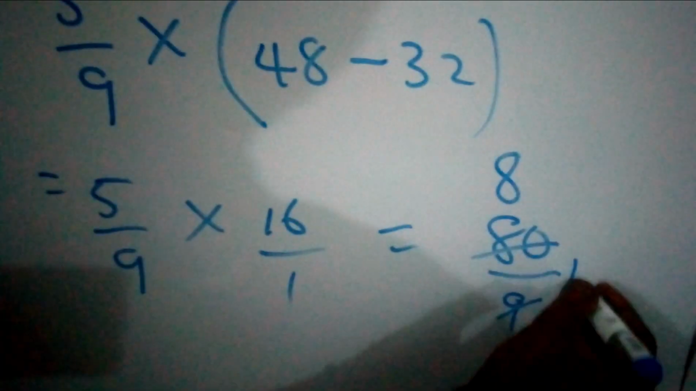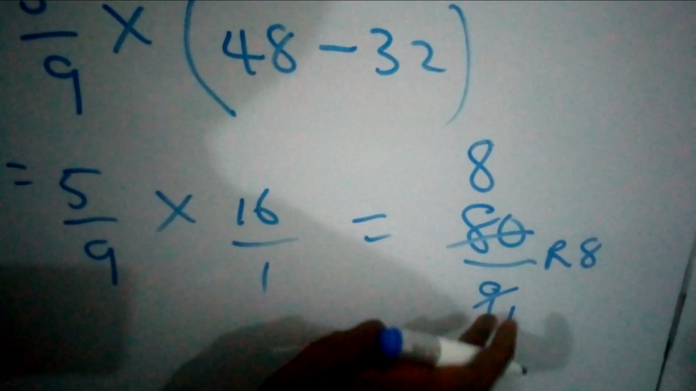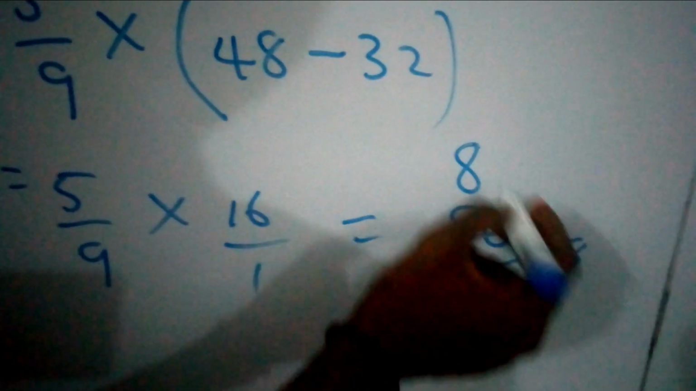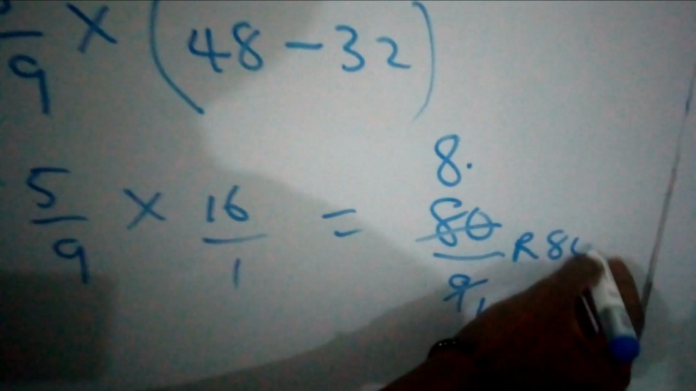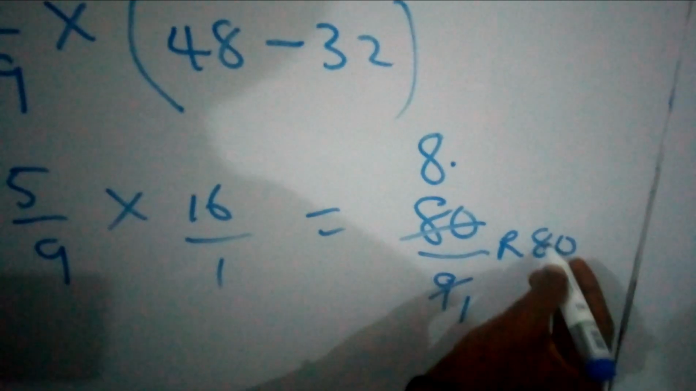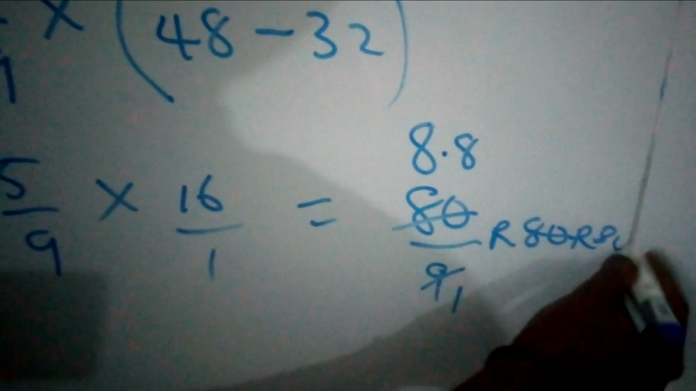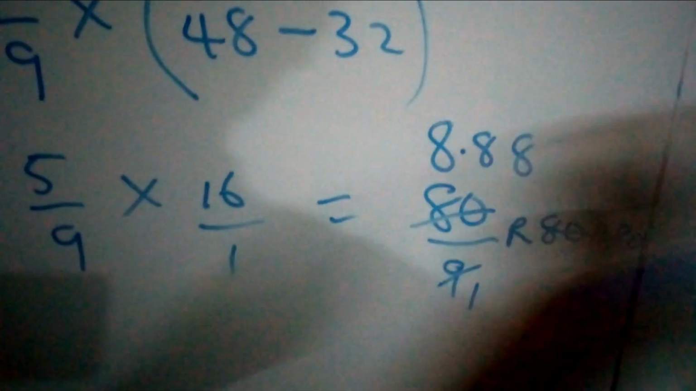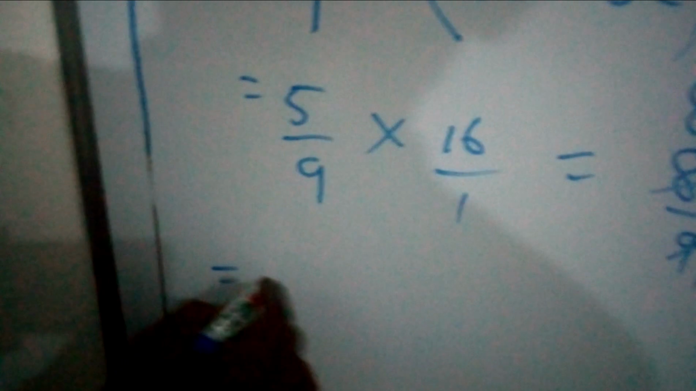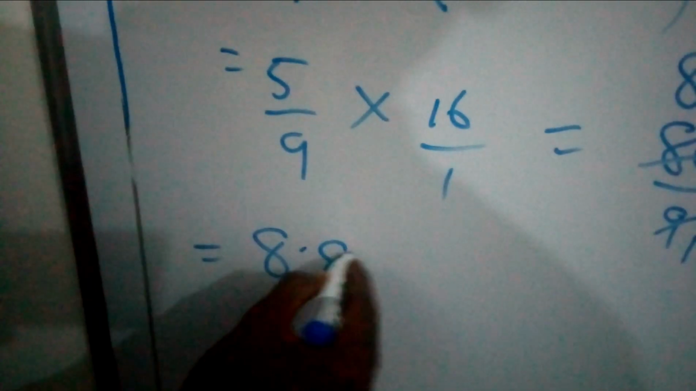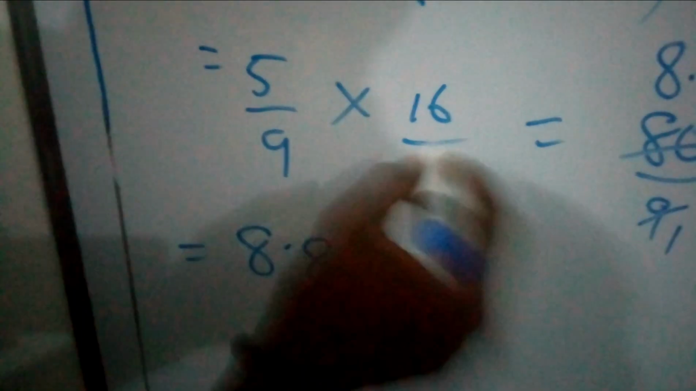That's 72. Of course, 9 cannot go in the remainder, so what do you do? You fix a point here and add 0 to make it 80. So 9 in 80 gives you another what? 8. You keep getting 8 and 8 and 8. So at the end of the day, you have 8.888 and so on and so forth.